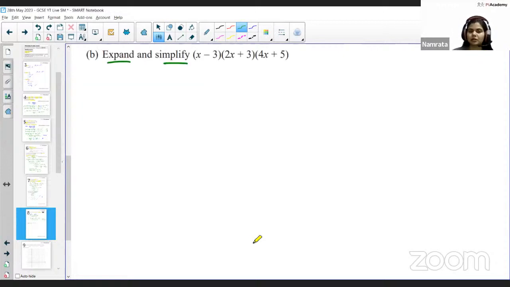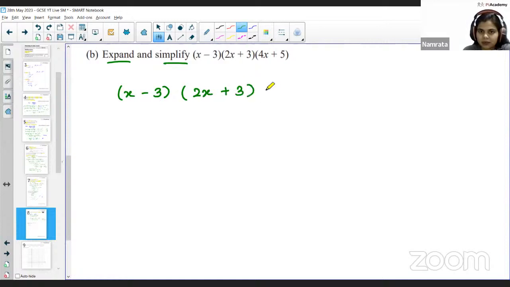So here we have 3 brackets if we carefully observe. Let me write down all the 3 at once here: x minus 3, 2x plus 3, times 4x plus 5. These are the 3 brackets, and they are being multiplied with each other. So now let's consider only these 2 brackets for now.